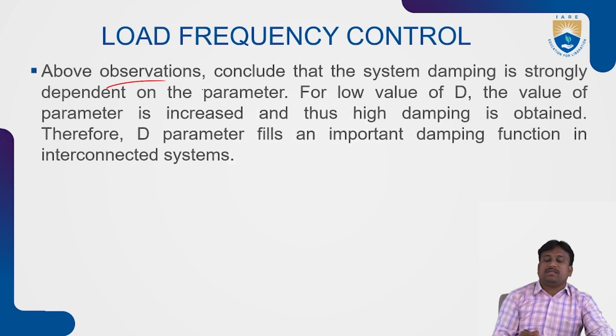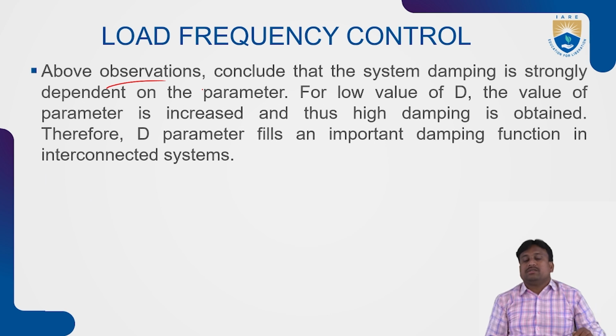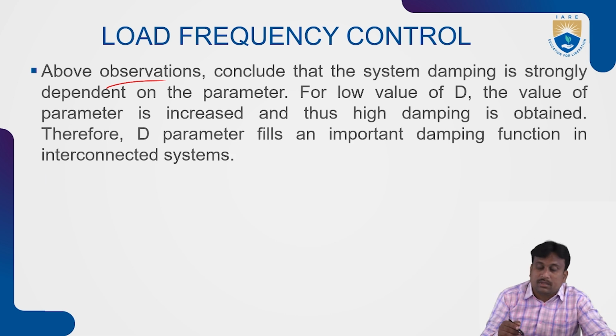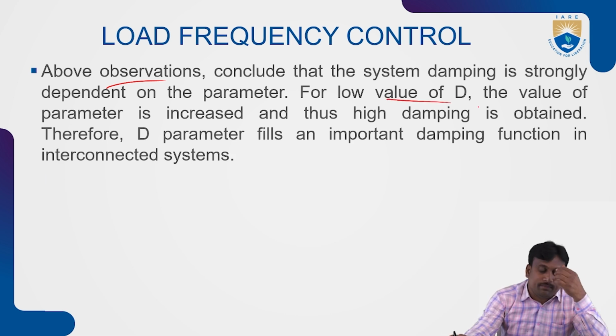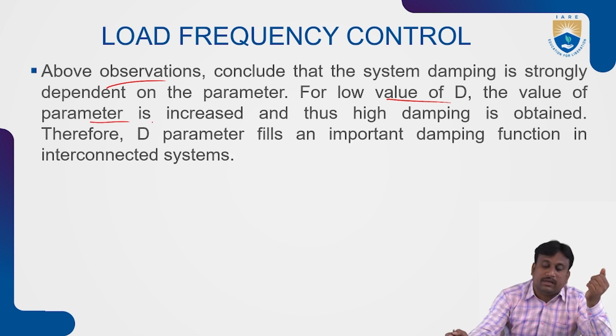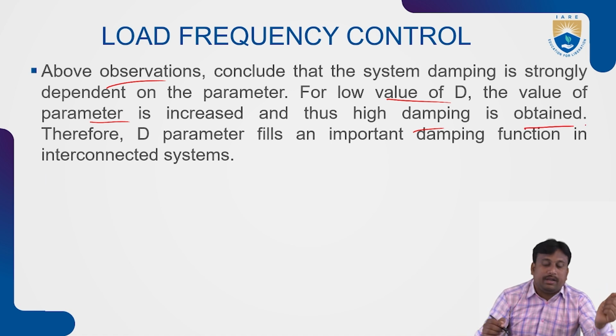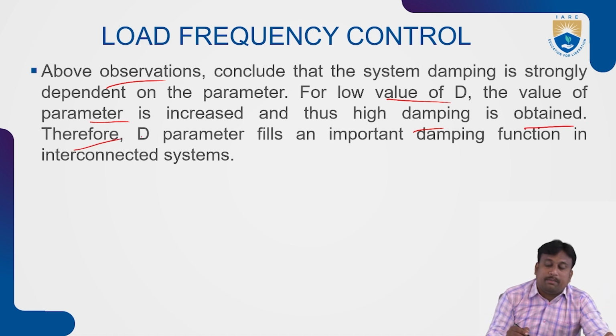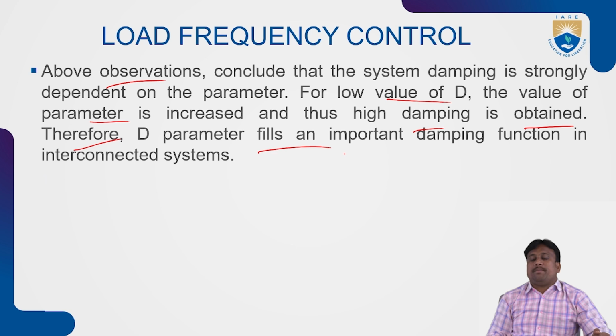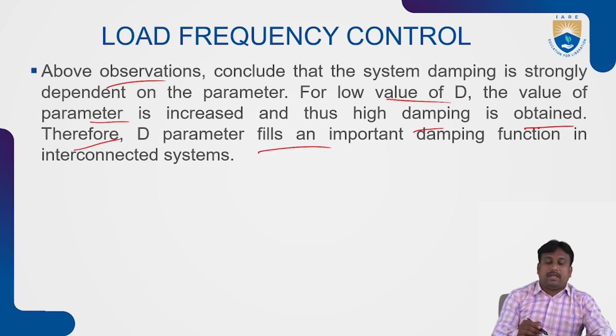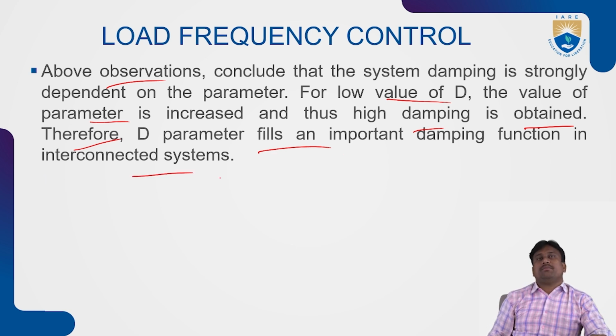From these observations we may conclude that system damping is strongly dependent on one of the parameters. So what is happening here means, for a low value of D, the value of the parameter is increased and thus it is achieving the high damping case. Therefore, the D parameter fills an important damping function. That means it is going to take place in an interconnected system.